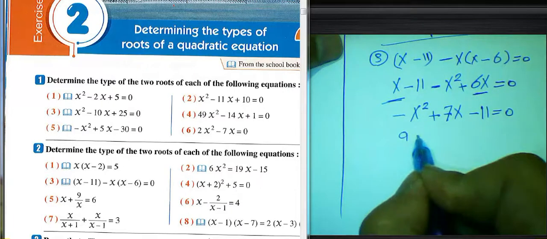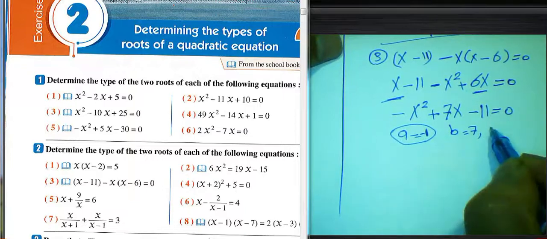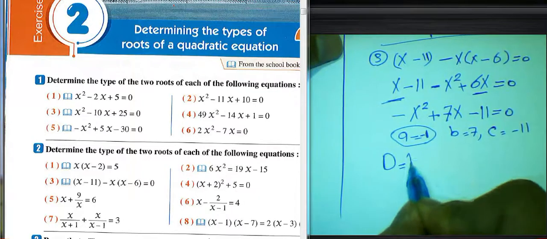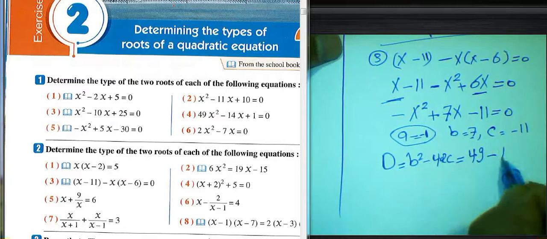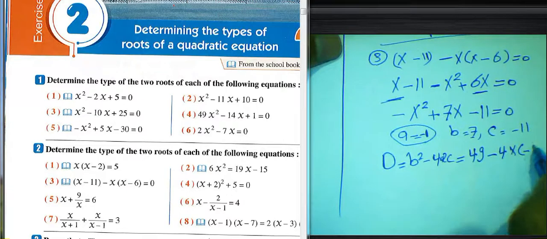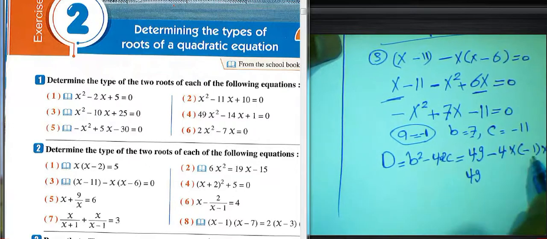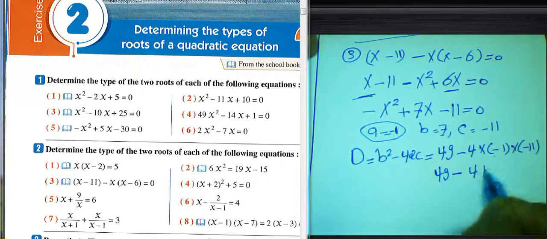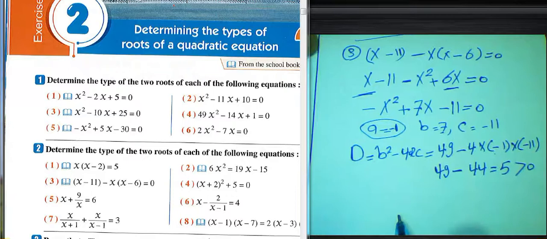We have a equals negative 1, b equals 7, and c equals negative 11. So the discriminant equals b^2 - 4ac, b^2 = 7^2 = 49, subtract 4 times a times c. 49, negative times negative equals positive, times negative equals negative, 4 times 11 equals 44. The result will be 5, more than 0, so we will have two different real roots.